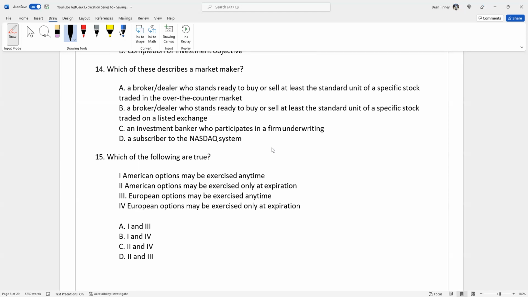An investment banker who participates in firm underwritings. No, market makers are only in the secondary market. A subscriber to the NASDAQ system. No, there's different levels of subscription. There's level 1, level 2, level 3. And level 1 and level 2 subscribers are not market makers. So given that answer set, looks like A is going to be our best answer.